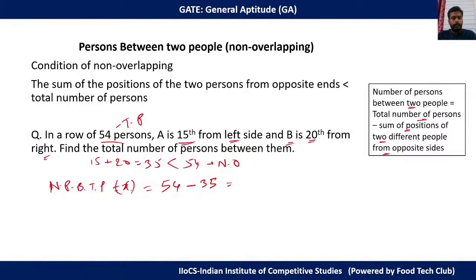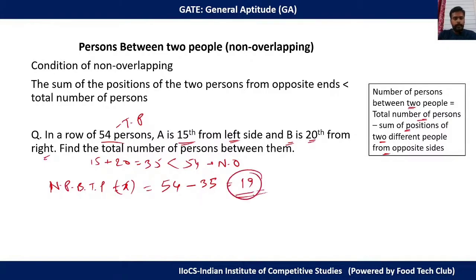Okay, yeah. So this is how much? This is the total number of persons minus the sum of positions on the different sides. So 35 is the sum of the positions, that is 15 plus 20, 35. So 54 minus 35. How much? 19, right? So 19 is the answer. 19 is the correct answer.